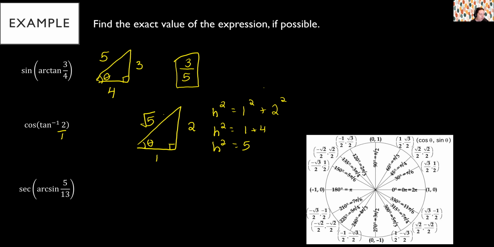So I've completed my triangle. We figured out a triangle based off of the arctan, and now I want to find the cosine of that angle. So that's adjacent over hypotenuse. That's going to be 1 over the square root of 5, which is equivalent to the square root of 5 over 5 when you rationalize your denominator.